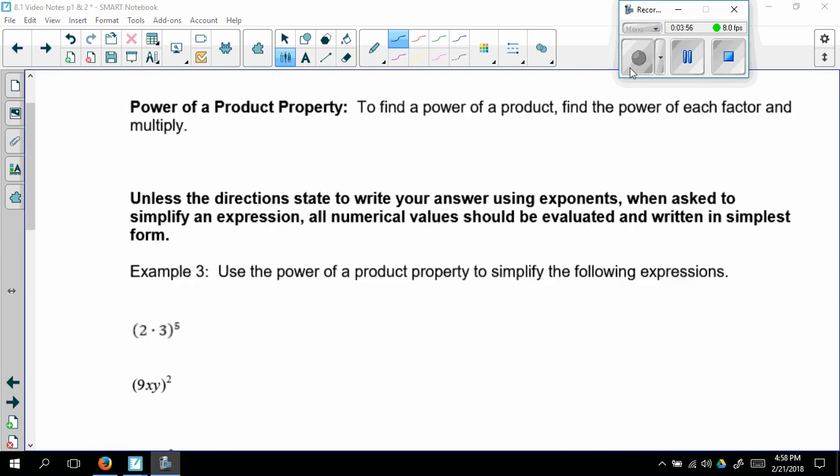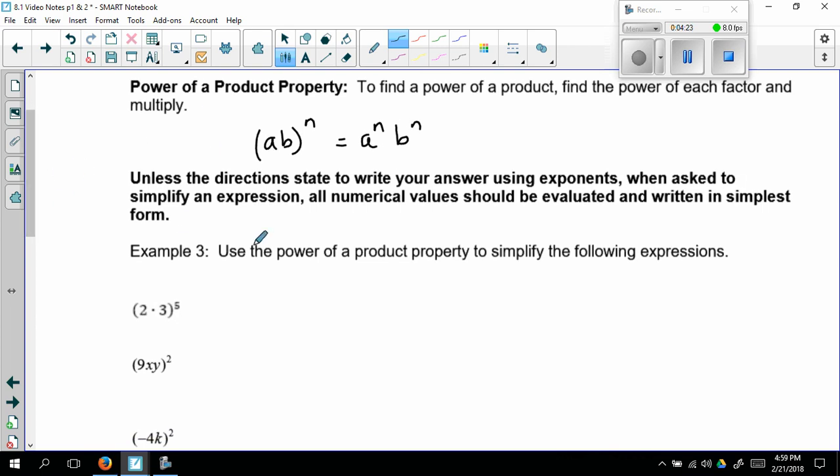Okay, one more property for today. If we have a product such as ab and we raise that to a power, let's say n, it turns out that that's equivalent to the individual factors raised to the same power. So if I have ab all raised to n, it's the same thing as a to the nth, b to the nth. Okay, so we're going to go ahead and use that to simplify the following expressions.